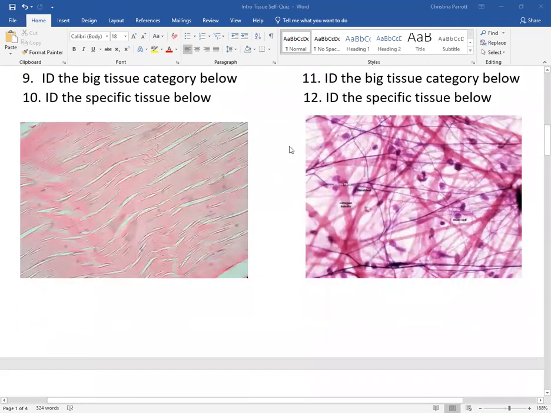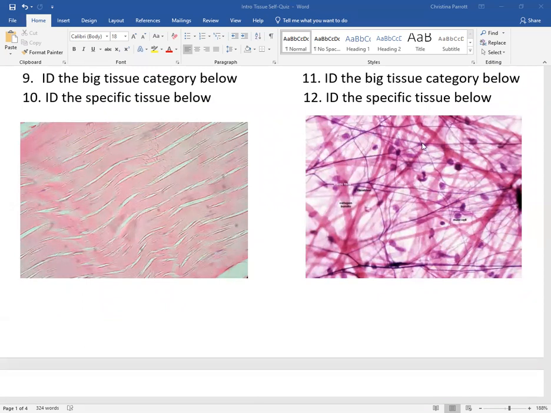Number 9, you're seeing the soft waves. Soft waves are going to clue you in that this is dense regular or dense fibrous. You can use either name. So number 9, what is this big tissue category? Would be connective. Number 10, the specific tissue is dense fibrous or dense regular.